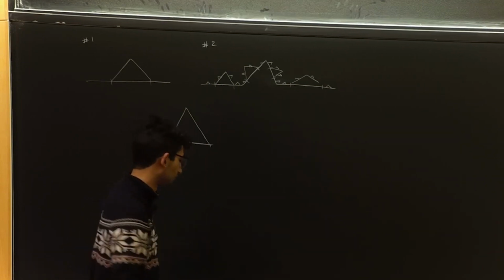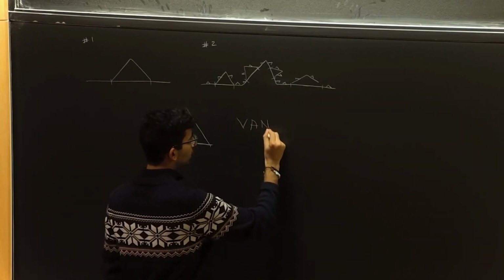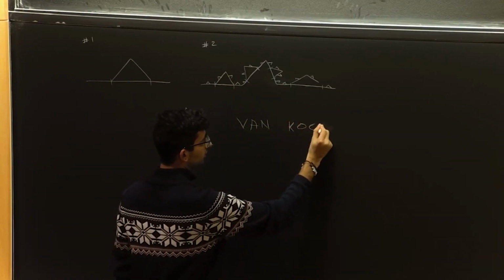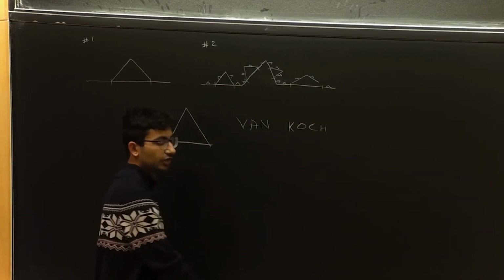Yes, it's the Van Koch snowflake. That's spelled V-A-N-K-O-C-H. If you just look that up, you should be good to go.